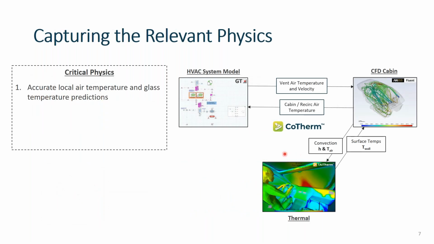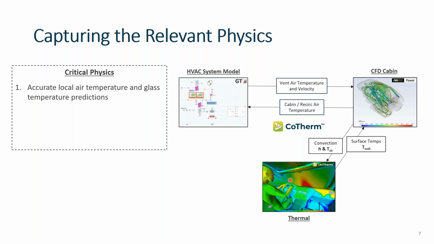Okay, so of course, one of the most important things in terms of the simulation workflow is to capture all of the important and critical physics. So the first one I'm pointing out here is that we need accurate local air temperature and glass temperature predictions. So if you recall, in terms of the physics of this condensation and fogging, it's important that we are able to predict accurately when we reach this dew point temperature. And you can see the distribution of temperatures here on our windshield. So local temperature predictions are very important.